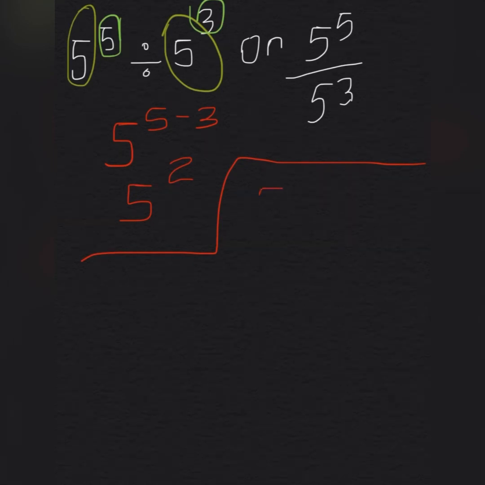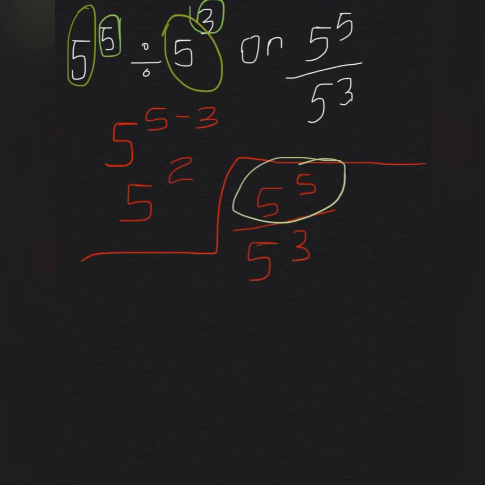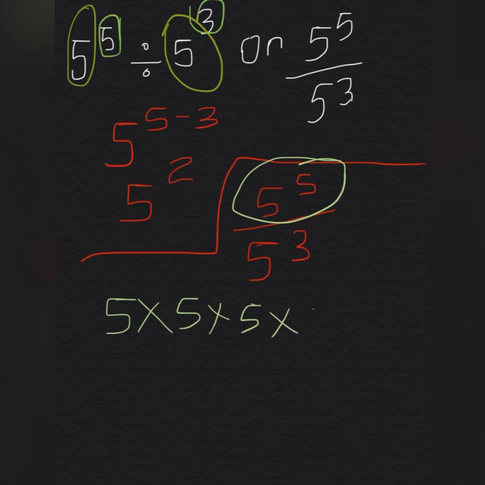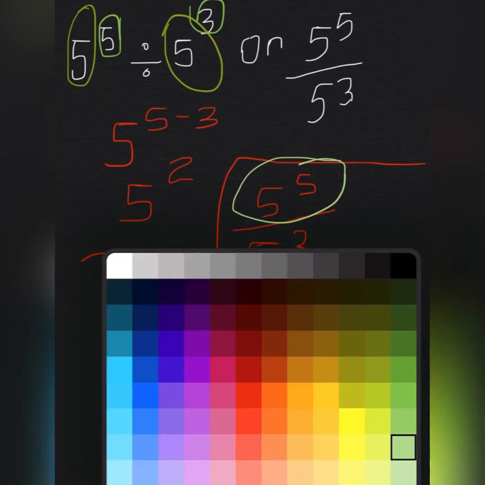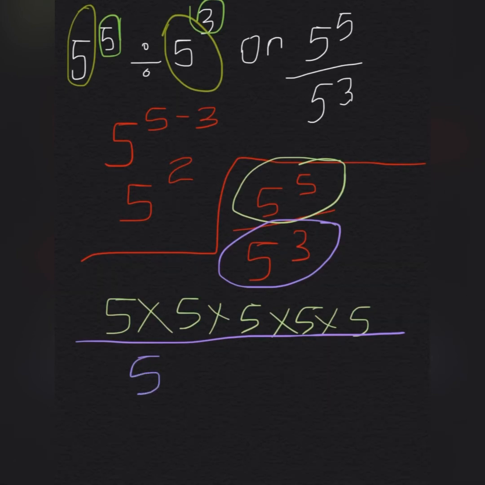So it's 5 to the 5th power divided by 5 to the 3rd power. Right here suggests that we're going to multiply 5 times. So that's 5 times 5 times 5 times 5 times 5 again. So that's 5 5s. Here suggests that we're going to multiply 5 3 times. So that's all over 5 times 5 times 5.